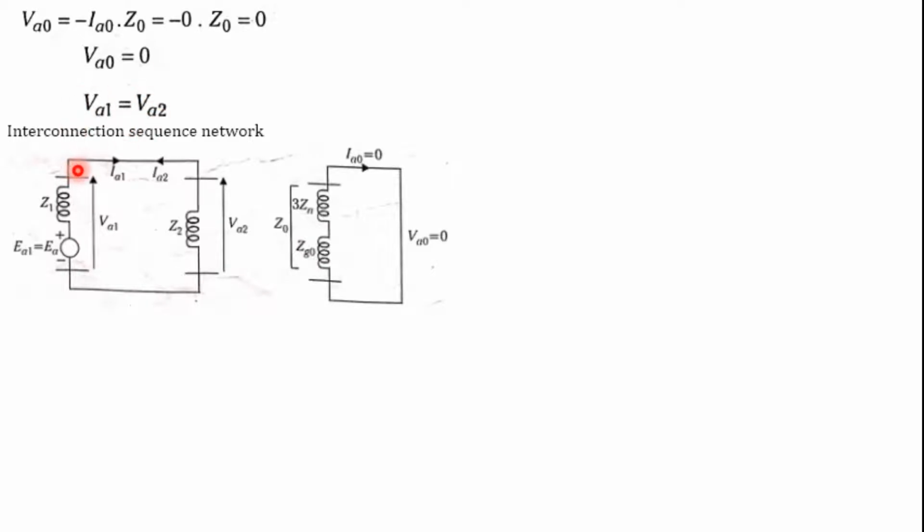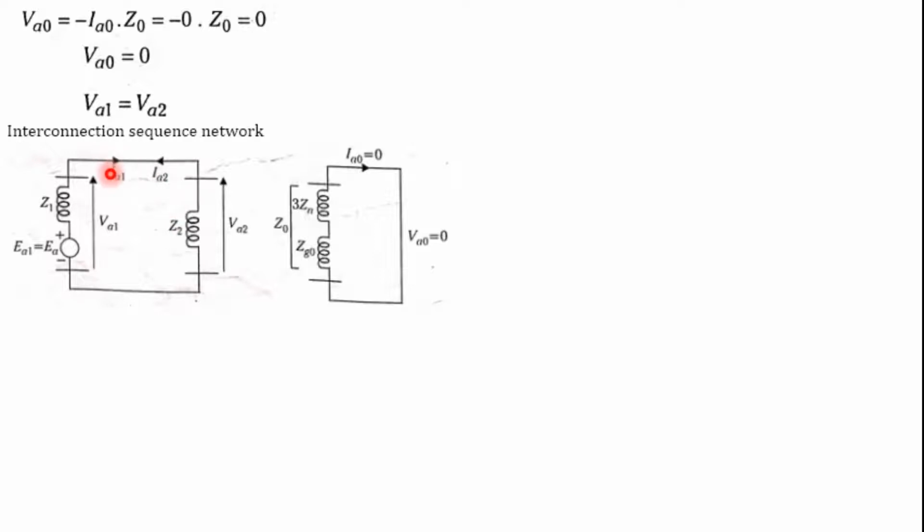Whatever the voltage across VA1, it is the same as VA2, but the current carried from VA1 is IA1 and from VA2 it is IA2. However, there is a zero sequence voltage, but it is short circuited. That's why we connect the zero sequence network separately, short circuited on itself. VA0 consists of IA0 and Z0, short circuited by its own network. VA1 is equal to VA2: VA1 is EA1 minus IA1 Z1, and VA2 is IA2 Z2.